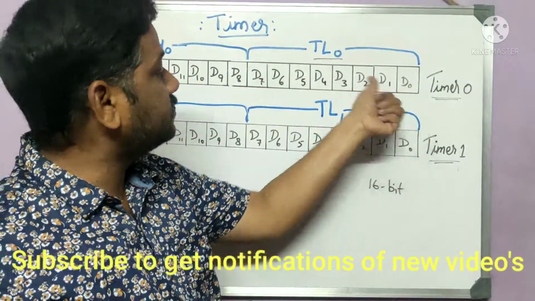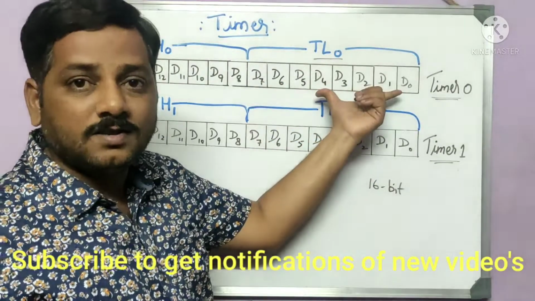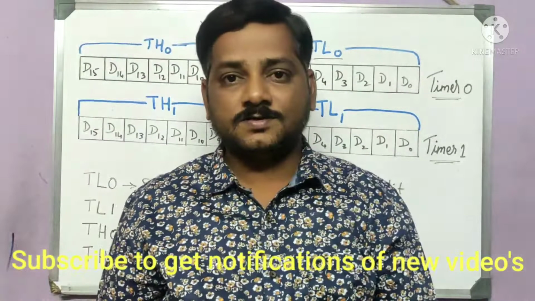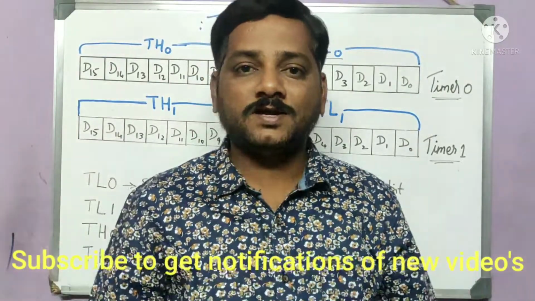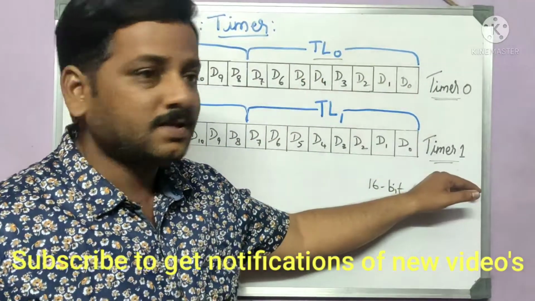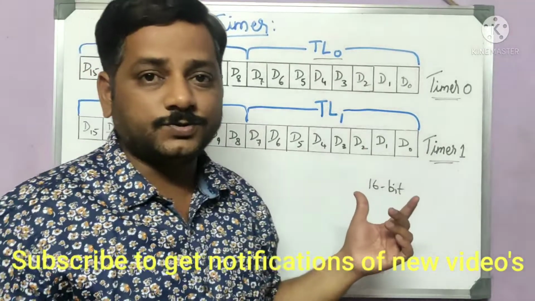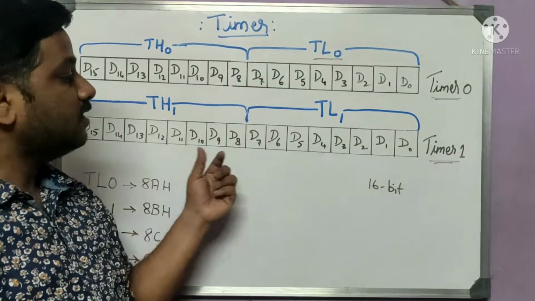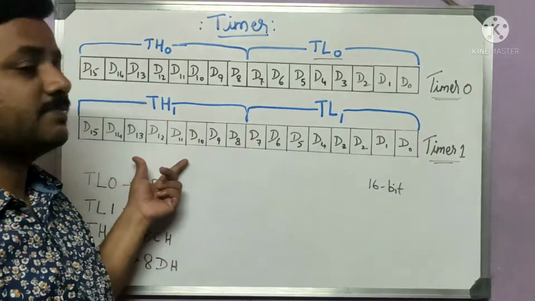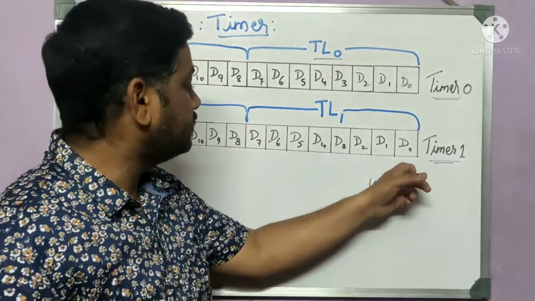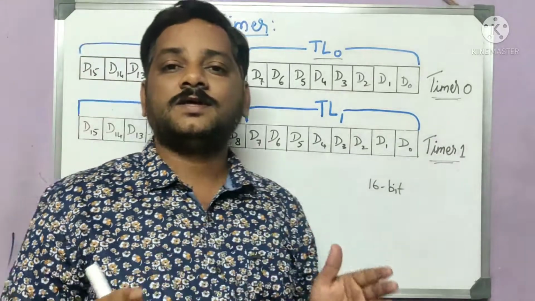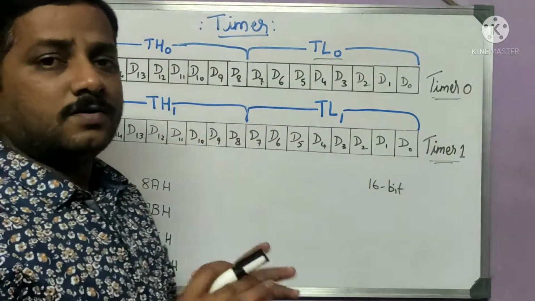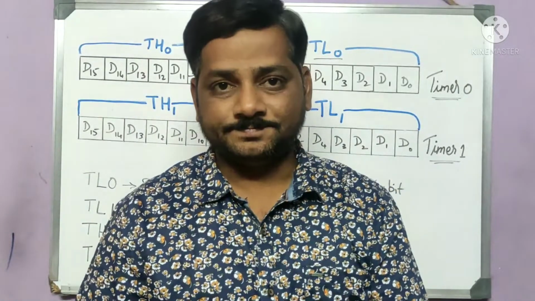Here you can see D0 to D7, this is the lower byte, and D8 to D15, this is considered the higher byte. Similarly, you will have the same for timer 1. Timer 1 is again split into two 8-bit registers, that is TL1 and TH1. Timer 1 lower byte, timer 1 higher byte. D0 to D7 is the lower byte and D8 to D15 the higher byte. All these have their own register.